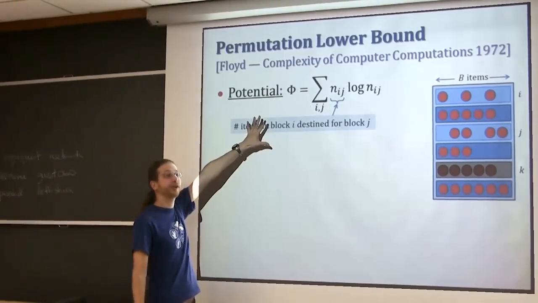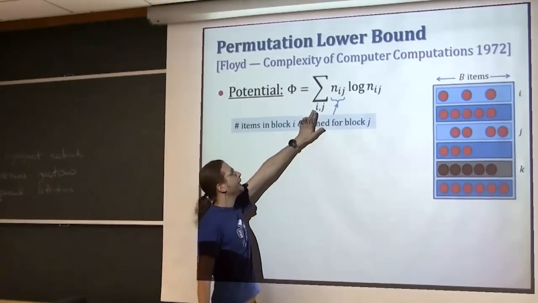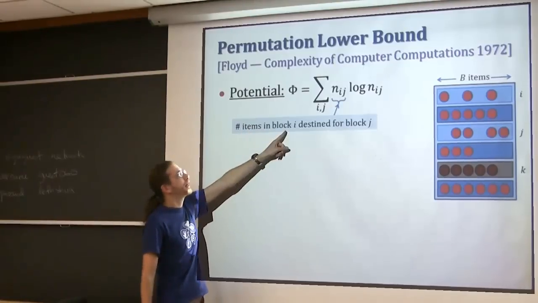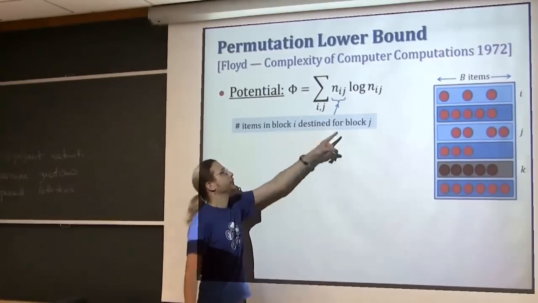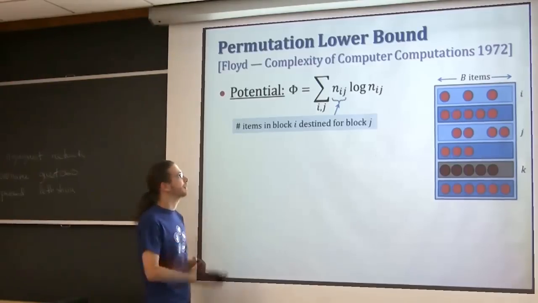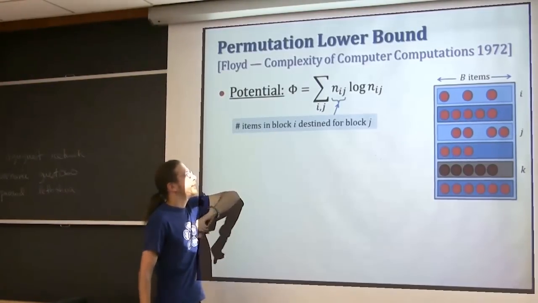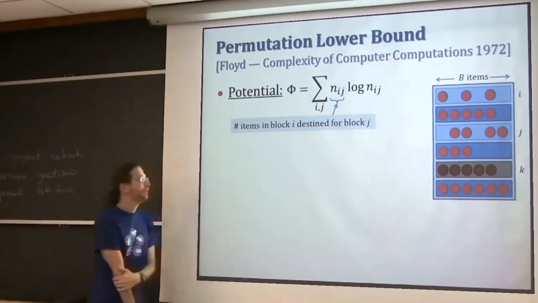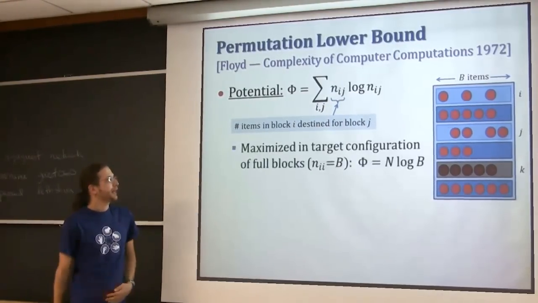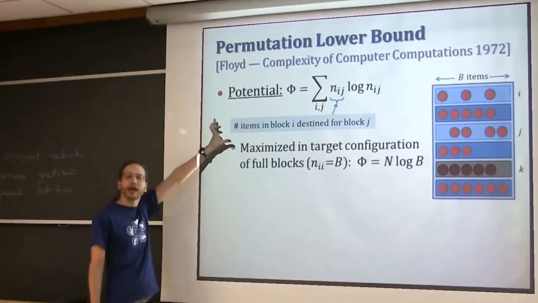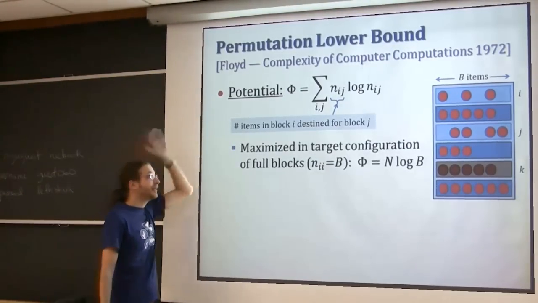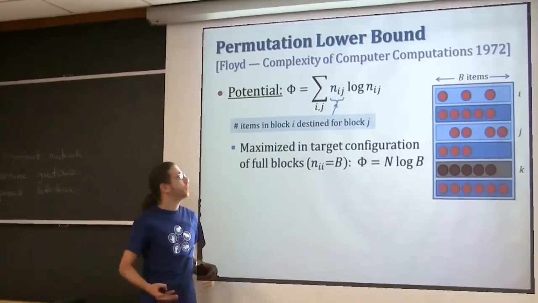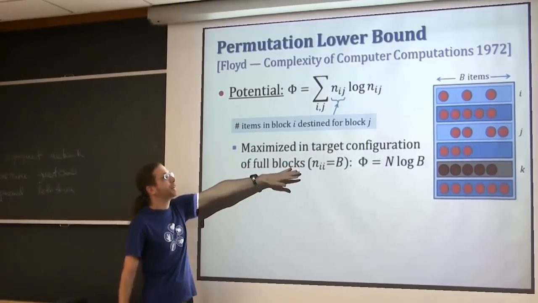It's a simple potential argument. You look at, for every pair of blocks, how many items are there in block I that are destined for block J? You want to move from block I to block J. This is going to be changing over time. This is where they currently are. And so that's Nij. You take Nij log Nij and sum that up over all i's and j's. That's the potential function. And that potential, our goal is to maximize that potential because it's going to be, for those familiar with entropy, this is negative entropy. So it's going to be maximized when all the items are where they need to be.